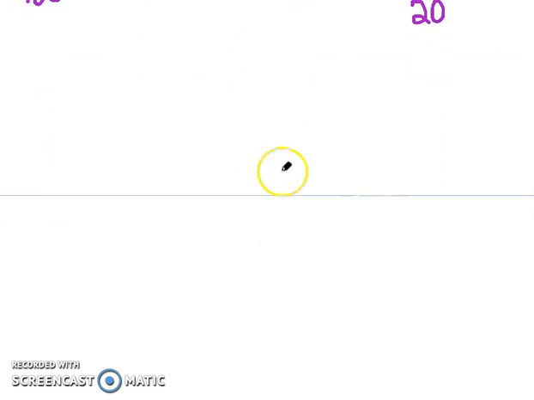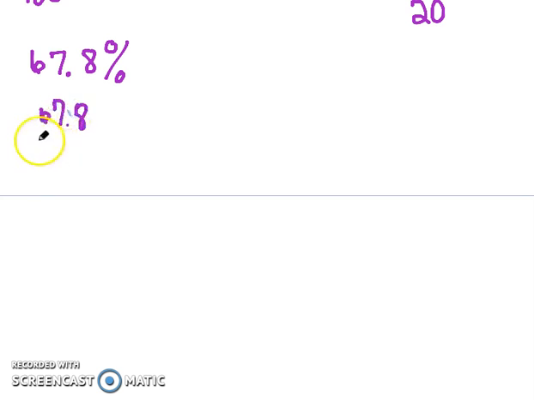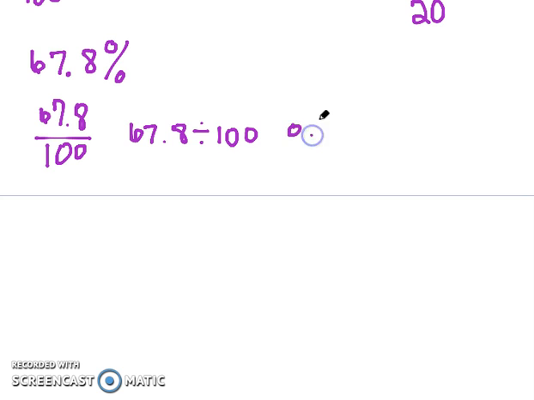Number 2. 67.8%. Percents can have decimals in them. Let's first write this as a decimal. 67.8% is out of 100. We can divide 67.8 by 100. Again, I'm just moving my decimal over twice. 0.678.